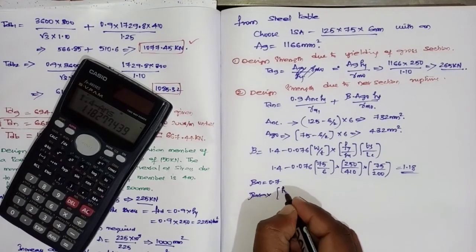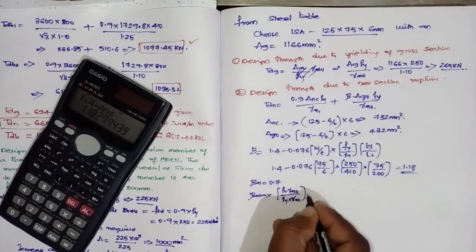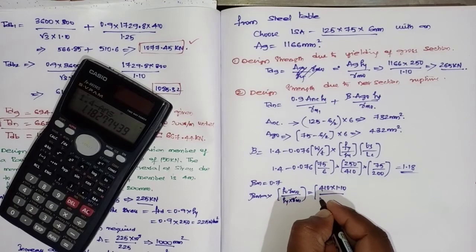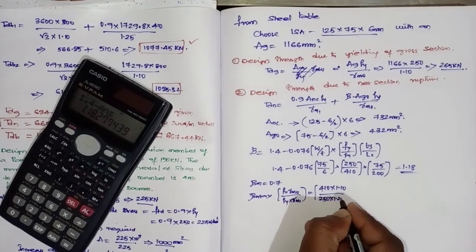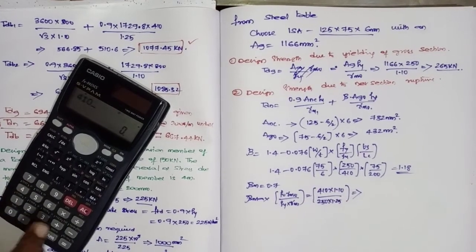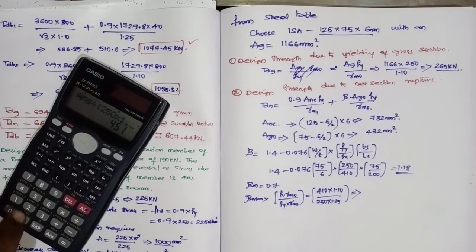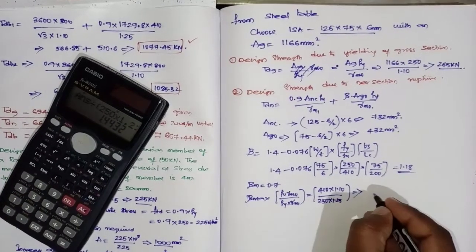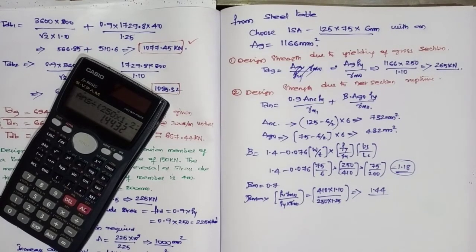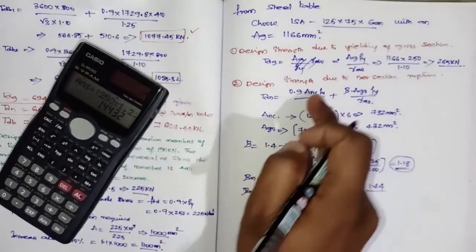That is Fu gamma m0 by Fy into gamma m1. 410 into 1.10 divided by 250 into 1.25. So it is 1.44. So the beta value is in between 0.7 and 1.44. Now everything you got, substitute here in this formula.